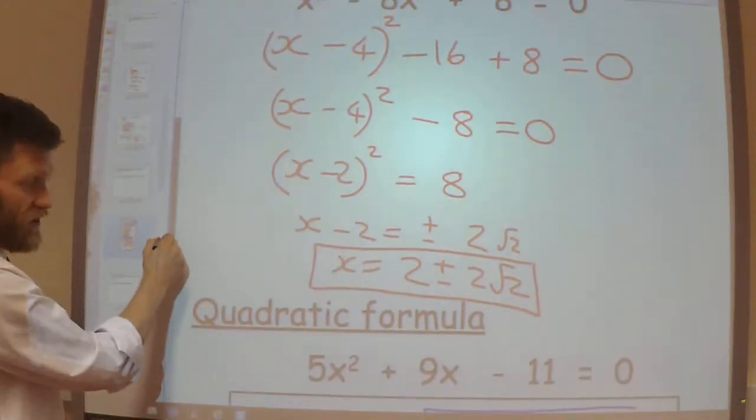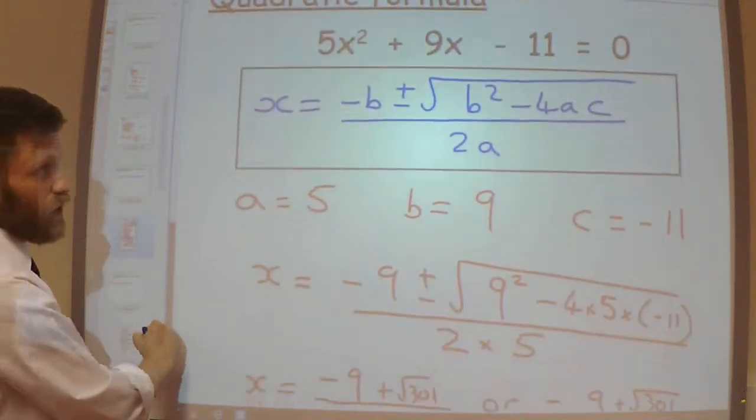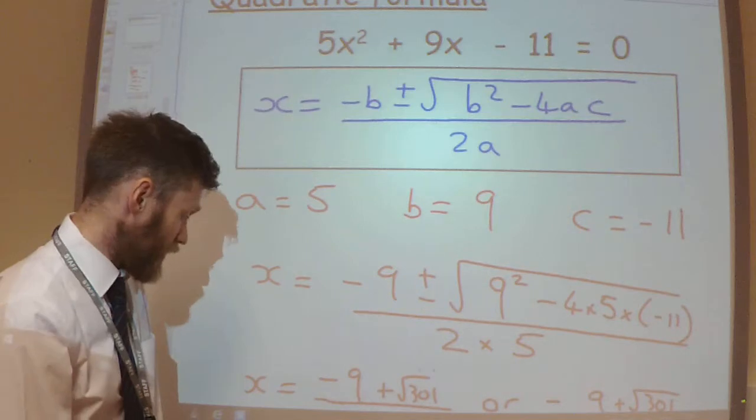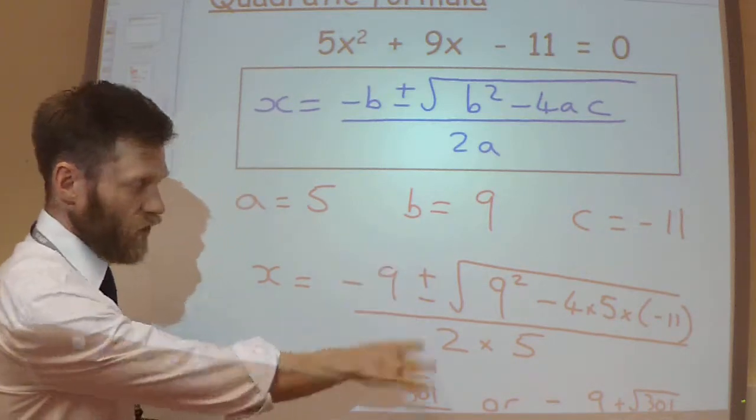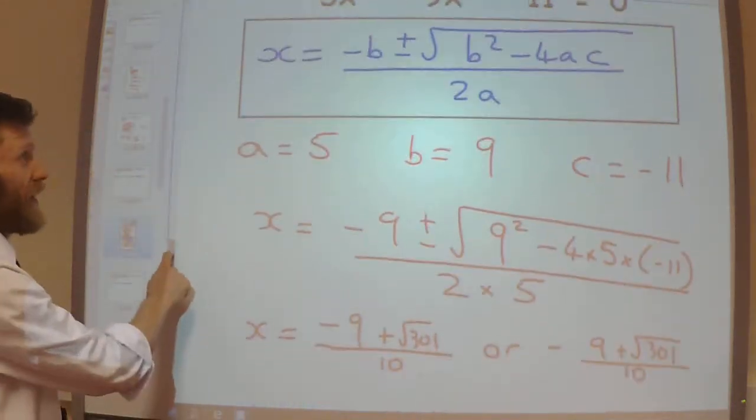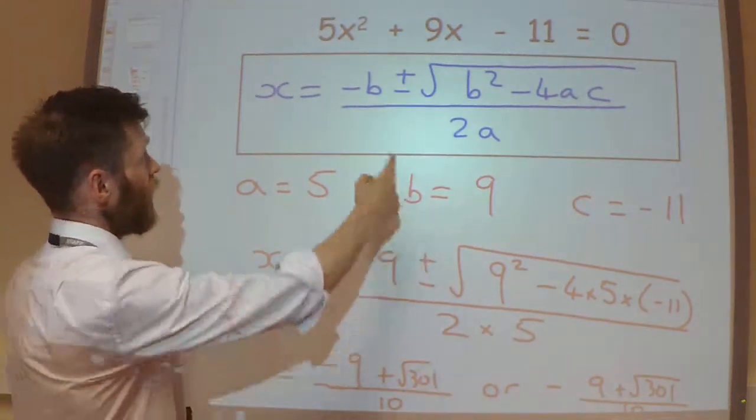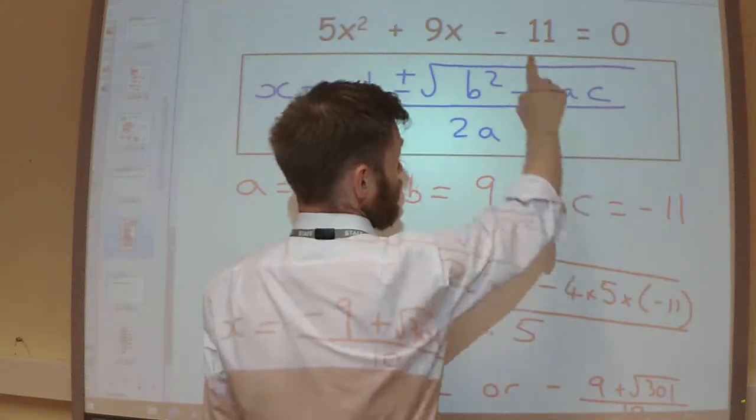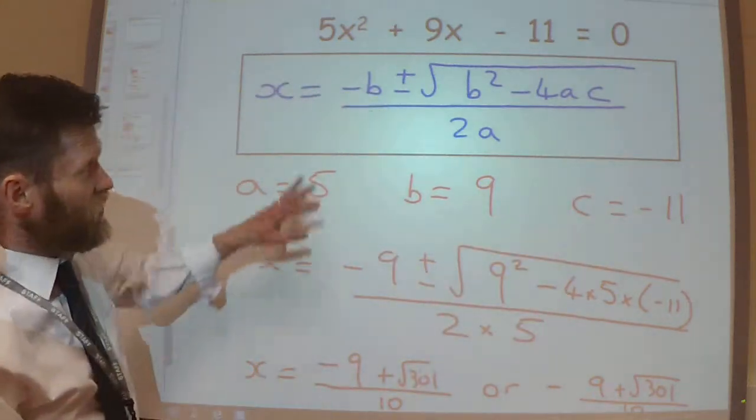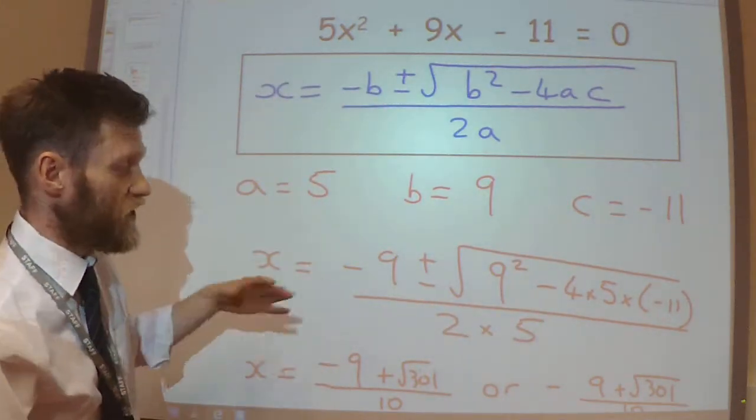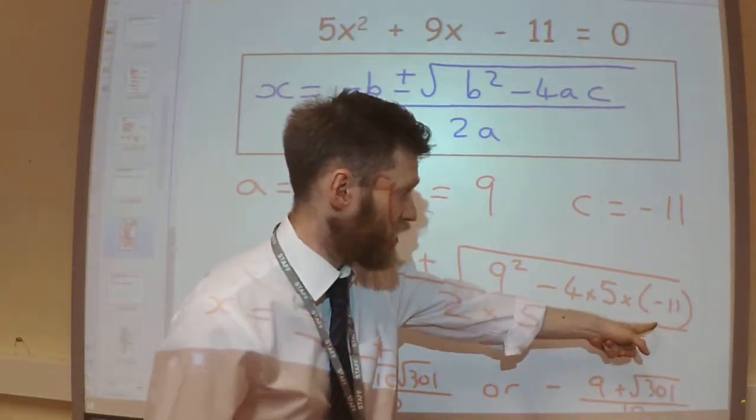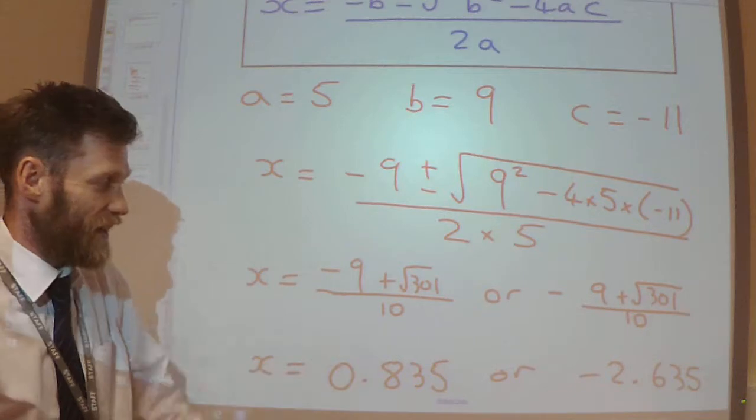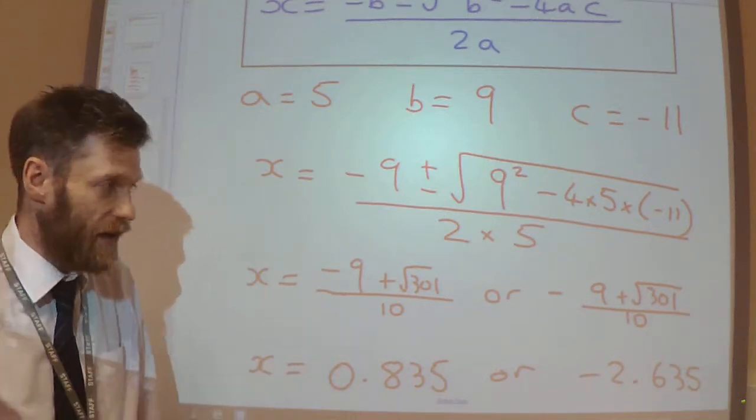Okay, your final option is using the quadratic formula, which is this thing. You should recognise that from GCSE, you'll have used it over and over again. And I'm not going to go through it all now, I've just shown the working out here. You should know this. A is 5, B is 9, C is negative 11. Substituting those into the formula, just making sure you use brackets whenever you've got a negative. So substituting that in, making sure you get the correct answers, and I've rounded them there.